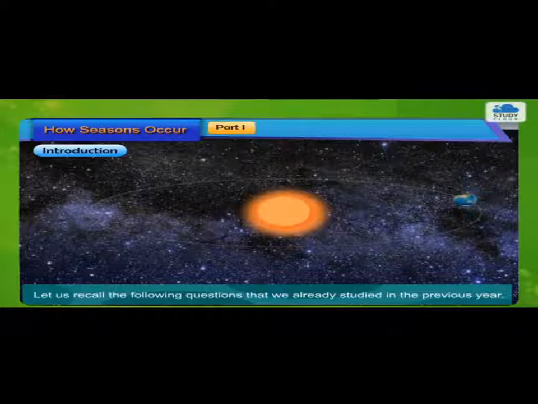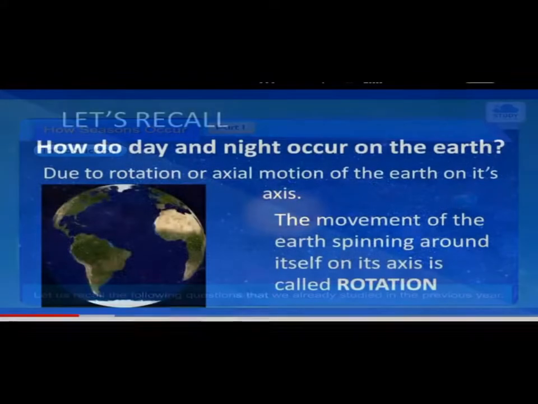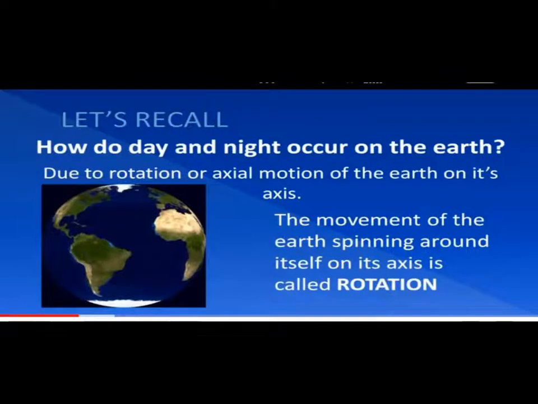Okay, students. Let us recall the following questions that we already studied in the previous year. One by one we will take them. How do day and night occur on the earth? This is very important. You must understand. See, due to the rotational motion of the earth on its axis, the movement of the earth spinning around itself on its axis is called rotation.